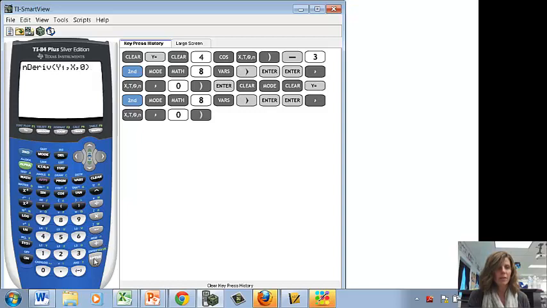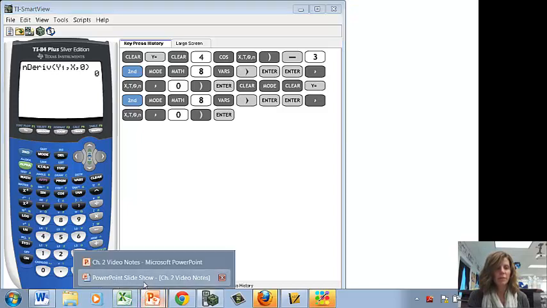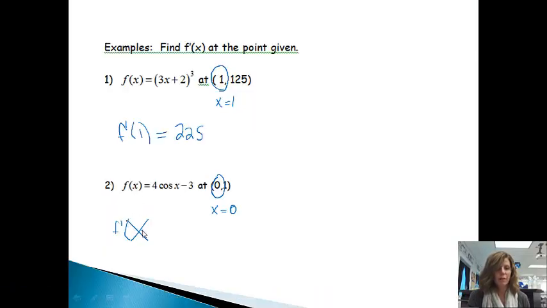And then we do that, and then we should just be able to press enter, and notice I get a derivative of 0. So if I go back to my PowerPoint, we will notice that f prime of 0 is equal to 0. So hopefully now you can use your calculator to find the derivative of a function.